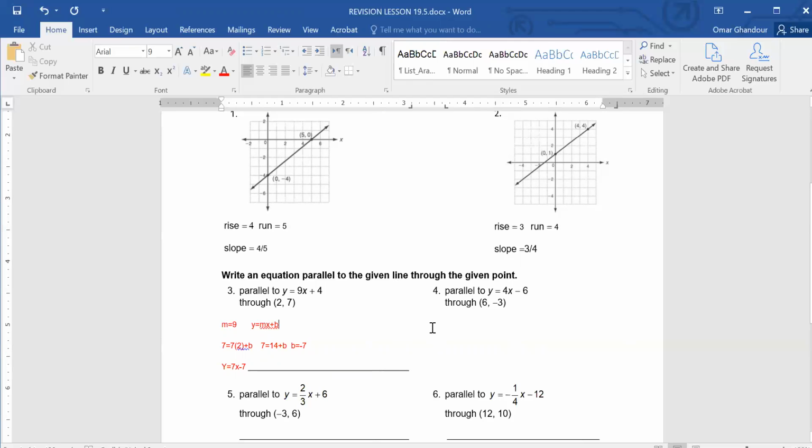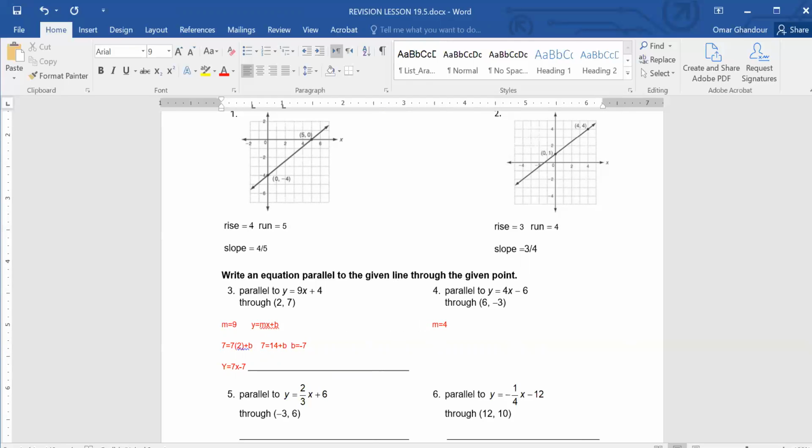Okay, let's do question 4 in the other way. Let's do it in the point slope form. First of all, we will find m. Again, what is the value of m? Since they are parallel, they will have the same slope. So the slope is 4, so m is equal to 4.